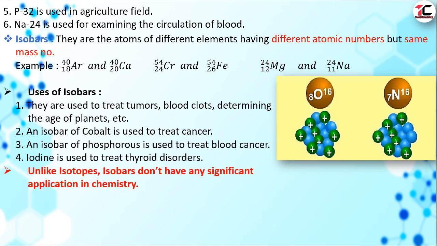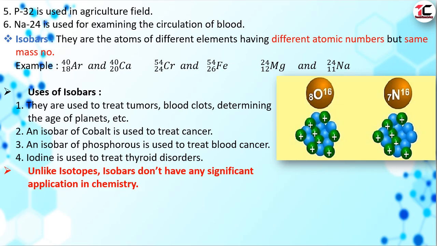What are the uses of isobars? Unlike isotopes, isobars don't have any significant application in chemistry. They are mostly used as the isotopes. They are used to treat tumors, blood clots, determining the age of planets. An isobar of cobalt is used to treat cancer. An isobar of phosphorus is used to treat blood cancer. Iodine is used to treat thyroid disorder.